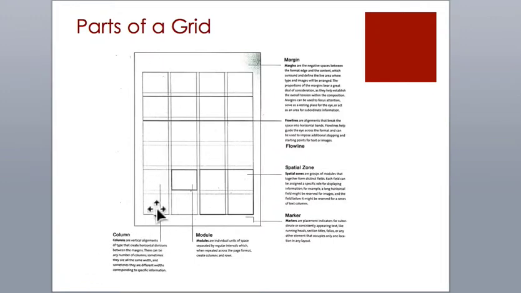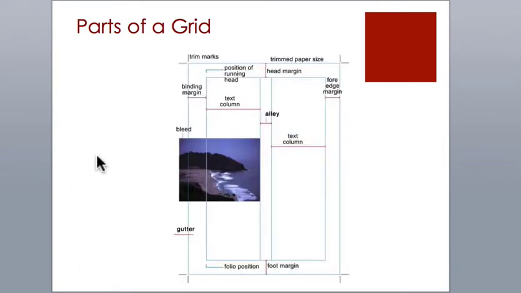We have columns just like we have in HTML. We have rows, and where these intersect, we end up with these small elements called modules. And if we combine modules together, we get what's known as spatial zones. Okay, so those are the primary grid components that we'll be dealing with.